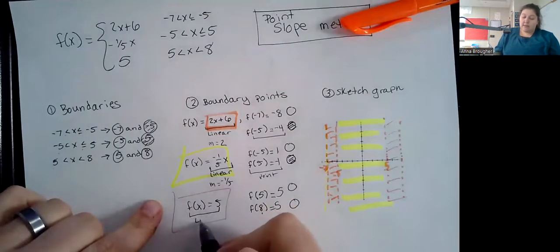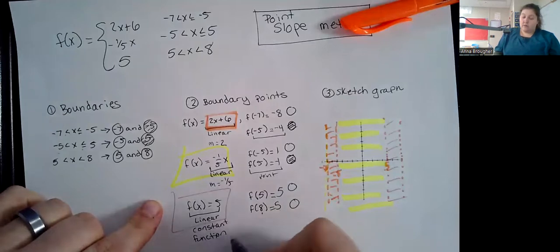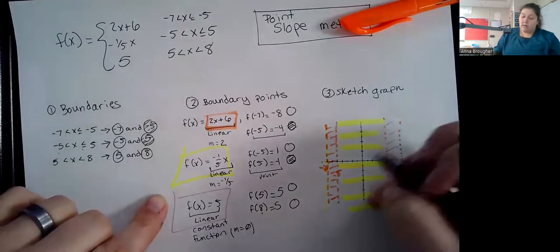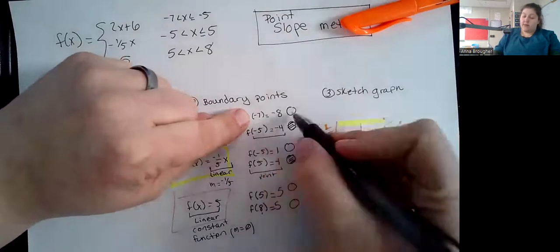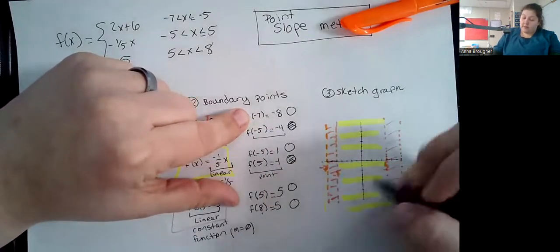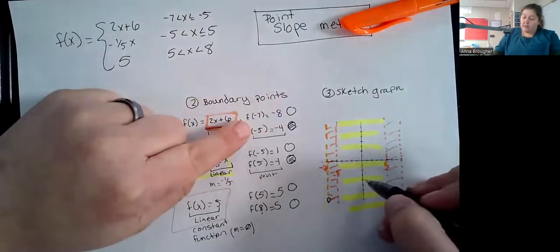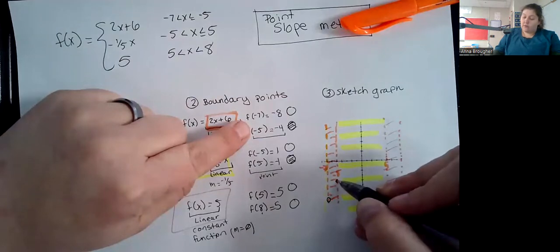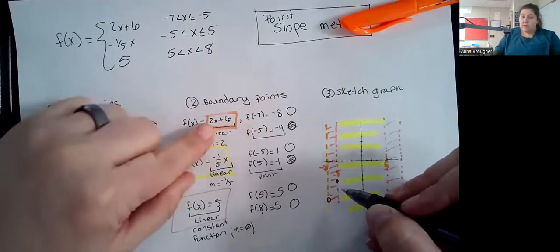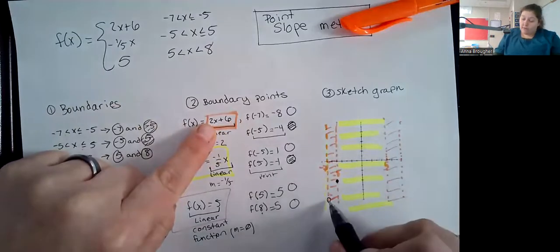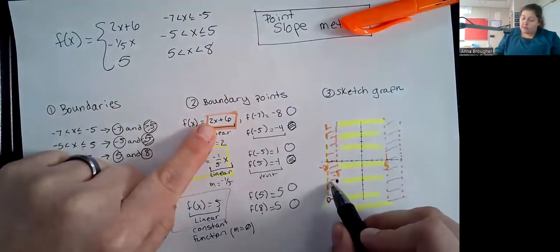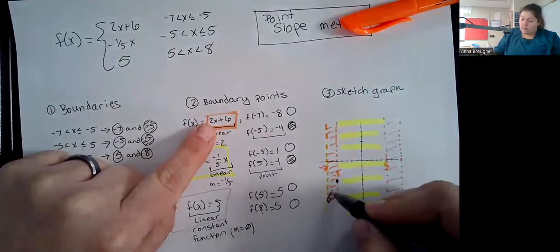This is actually linear. It's called a constant function. That means m is 0, no slope. All right, so now I'm going to graph my points. This is the point -7, -8. Open. -5, -4. Closed. Linear equation. Check my slope, 2. Rise 2, right 1. Connected.